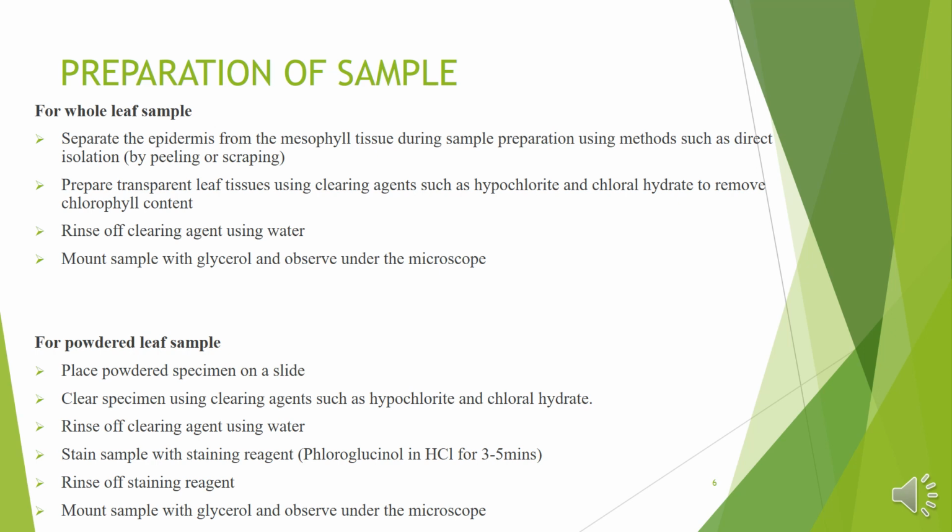You rinse off using a few drops of water, that is to rinse off the clearing agent, after which you're allowed to dry and you now add your staining reagent, which is phloroglucinol in HCl. To do this, you add about 2 to 3 drops of phloroglucinol and wait on your sample for about 2 to 3 minutes. After which you now add your HCl.